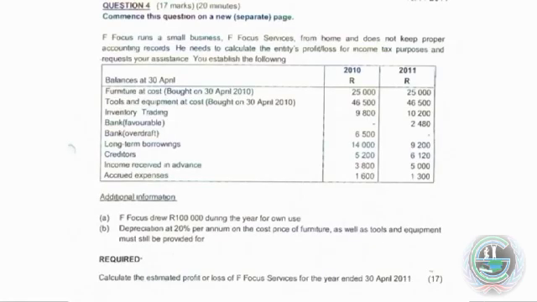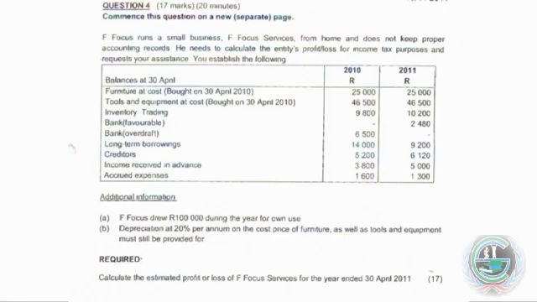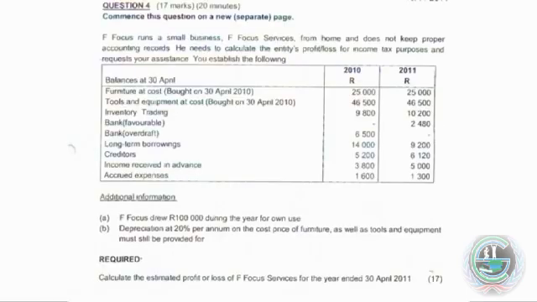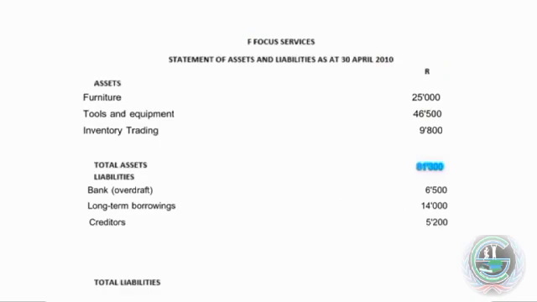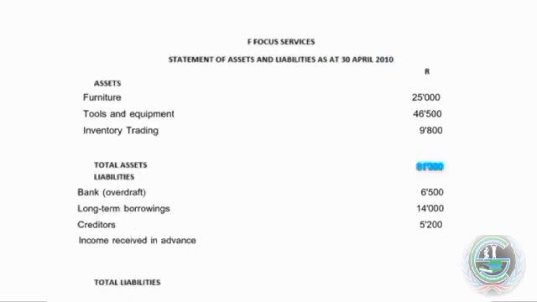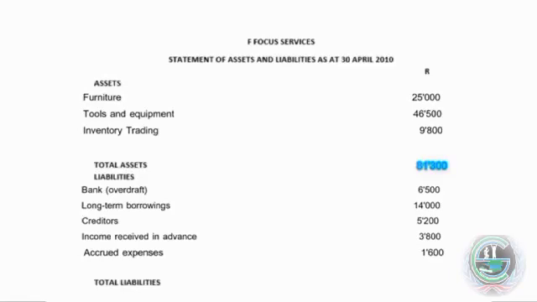Let's move on to liabilities. Under liabilities, bank overdraft to the value of 6,500 Rand, long-term borrowings to the value of 14,000 Rand, creditors to the value of 5,200 Rand, income received in advance to the value of 3,800 Rand, accrued expenses to the value of 1,600 Rand. Let's total that up, and our total liabilities comes to a total of 31,100 Rand.